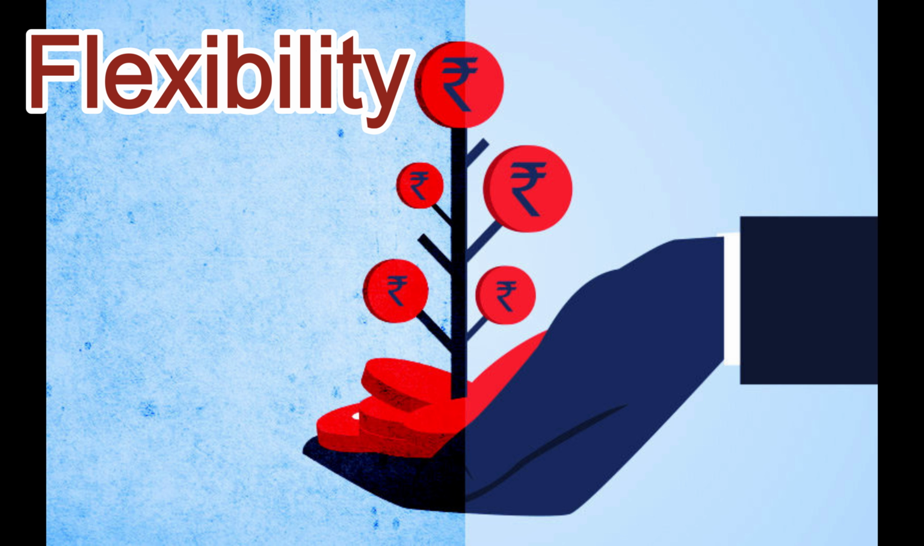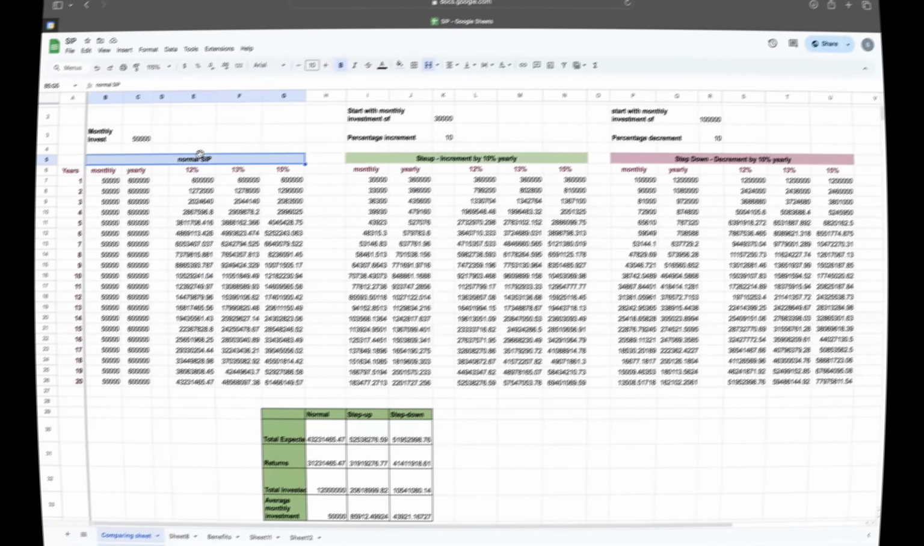Now, when it comes to money-wise flexibility, if you start with 2,000 a month and later you decide that you can afford 5,000, you can easily increase your investment. Similarly, if you are facing a tight month, you can reduce your SIP amount or pause it for a while.